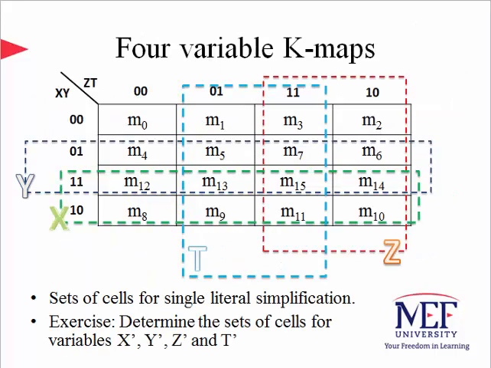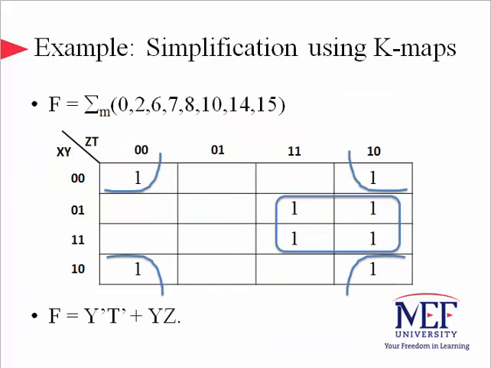Okay, now we think about the four-variable case. From previous discussion, for n equals 4, we needed 8 cells to simplify to a single literal. Here are the rectangles that represent literals x, y, z, and t. It is left as an exercise to locate the literal complements.